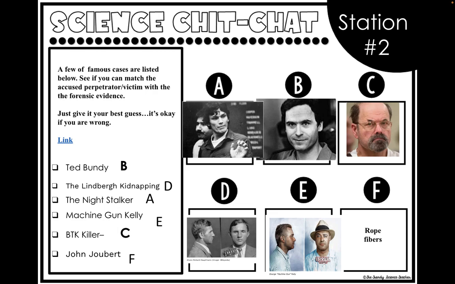And the last one is Jean Joubert, and he killed 2 schoolboys. One of them was tied with a rope fiber, and the rope was very exclusive. It wasn't just your average rope, and they matched those rope fibers to the ones found on the boys. And this is a picture of him. Again, that was actually 1993, and he was convicted in 96. So those are your famous cases. Hopefully you did well on those.